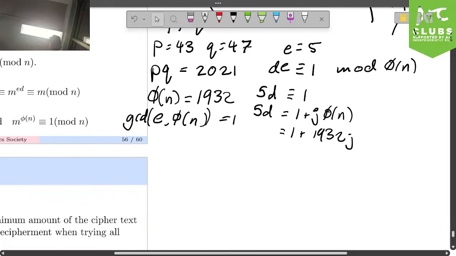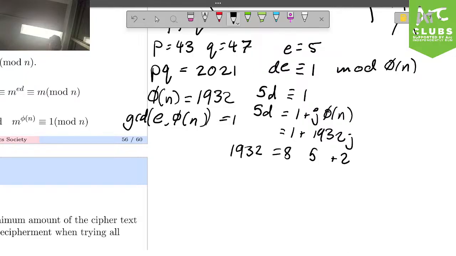Alright, so how do we do the extended Euclidean algorithm? What we have to do is say, okay, I'm going to factorize 1932. That turns out to be equal to 5 times something plus 2. That's something you can use a calculator for, and you get 386. 386 times 5. Alright, the next step in our Euclidean algorithm is to write 5 in terms of 2. It's 2 times 2 plus 1.